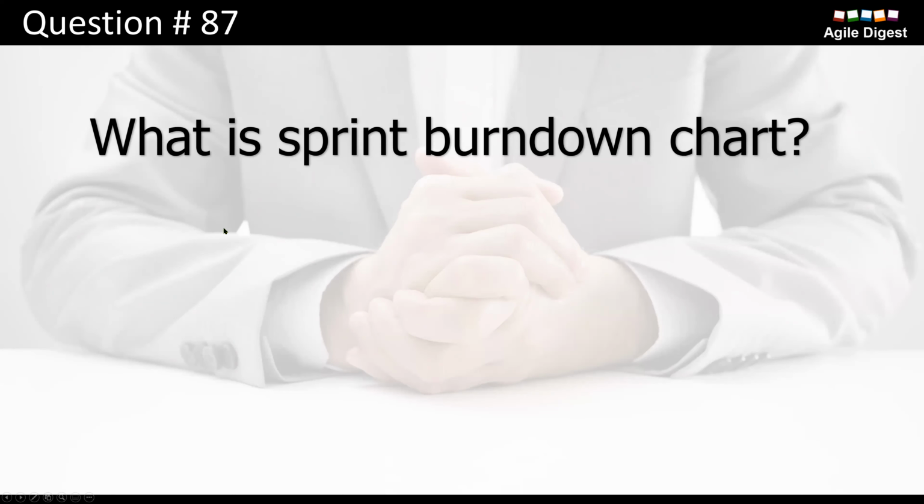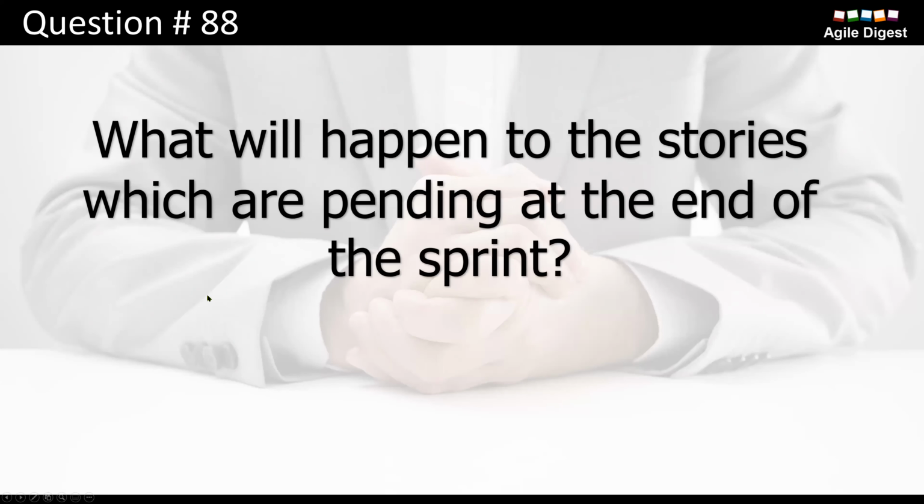So the next question, what is a sprint burn down chart? I believe you understand it, right? We already talked about that. Yes. So what will happen to the stories which are pending at the end of the sprint? What do you think? What should be the best approach?